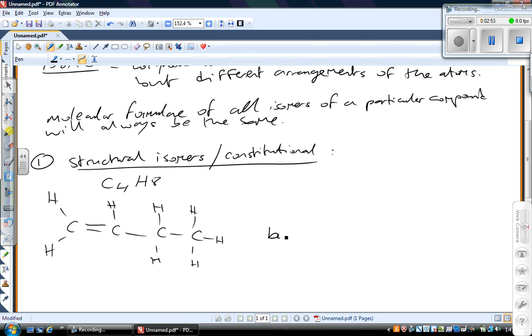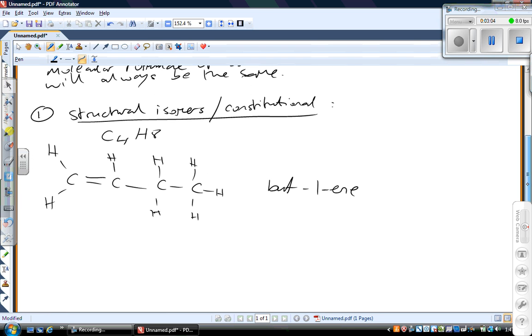So that first compound is but-1-ene. It's a 4 carbon chain, the double bond is in position 1, and you've used up your 4 carbons and your 8 hydrogens. So that's one legitimate isomer. Now we simply shift the double bond into the middle position. You'll still have the same 8 hydrogens and 4 carbons, with the double bond in a different position, so this is a different arrangement of the bonding than in the first one. This is in fact but-2-ene, which is another isomer.